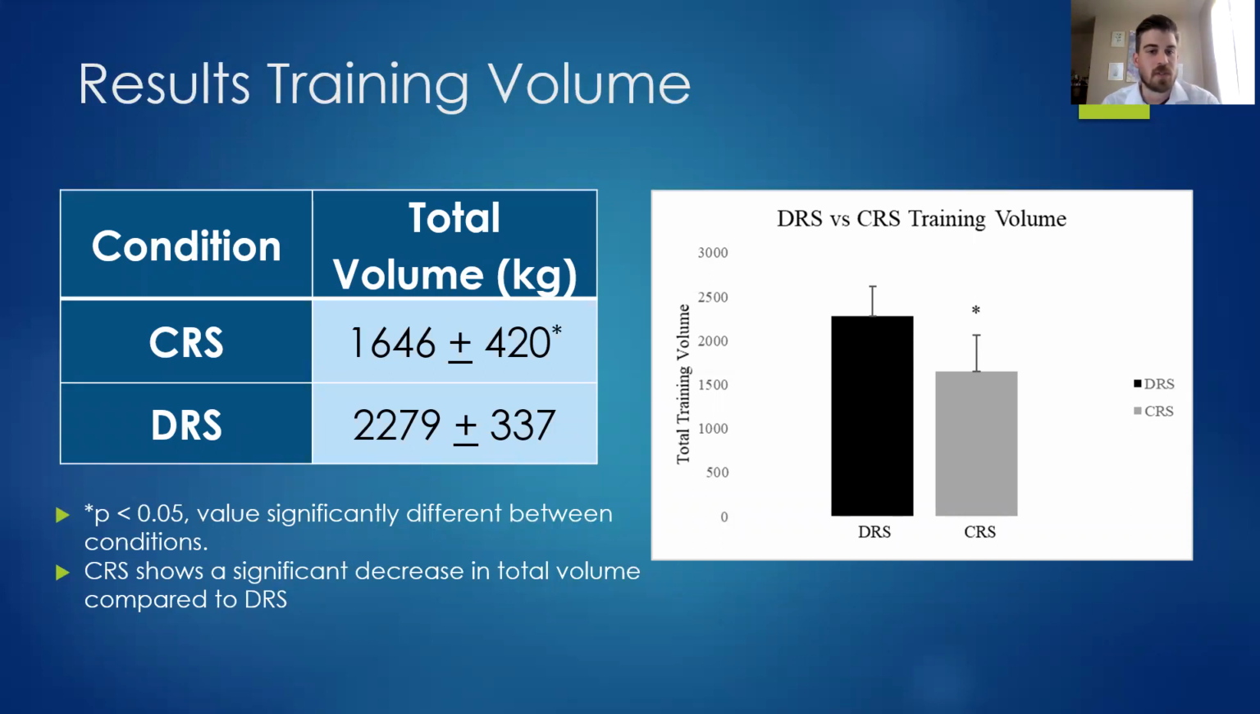And looking at the results of the training volume, the star shows p-value less than 0.05, values significantly different between conditions, and constant resistance sets shows significant decrease in total volume compared to descending resistance sets.